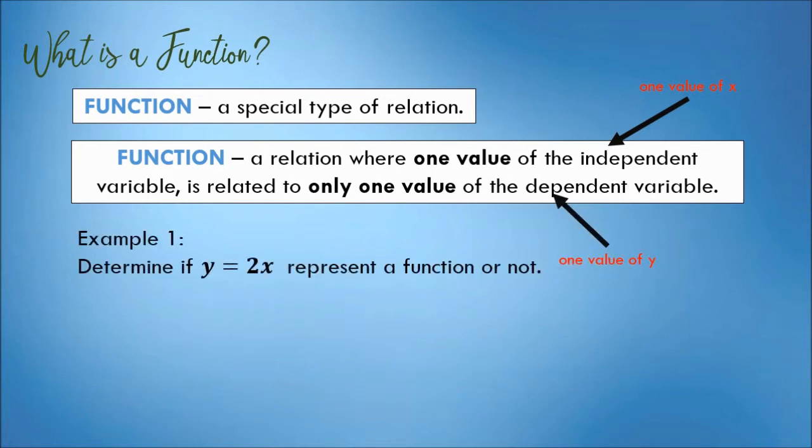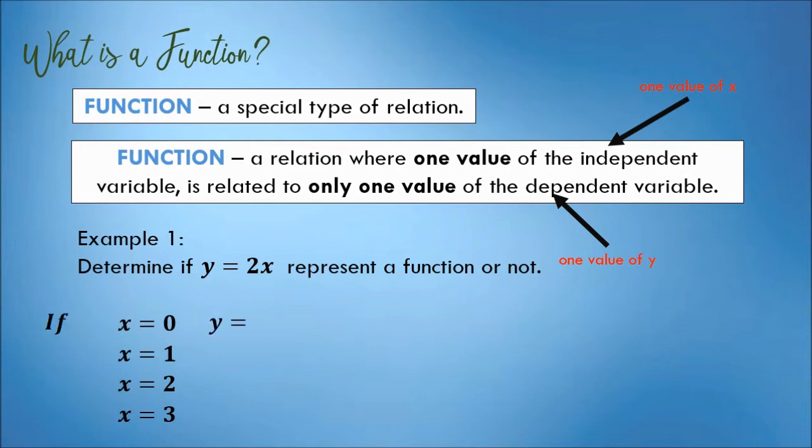For example, y is equal to 2x. We know that this is a relation. But how to determine if it is a function or not? What we need to do is to substitute some values of x to get some values of y, and then determine if each value of x corresponds to only one value of y. Let's substitute 0, 1, 2, and 3 to x, then compute for their y values.